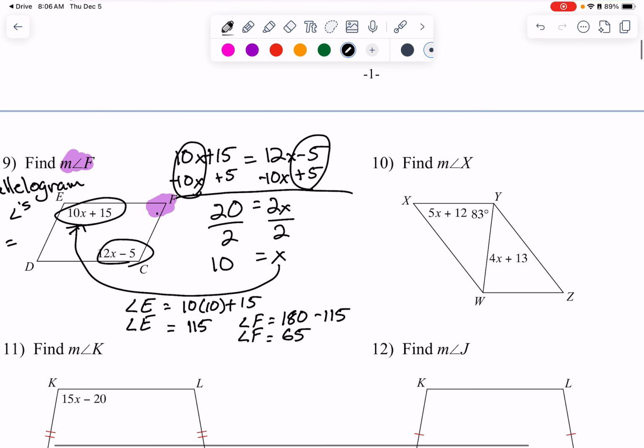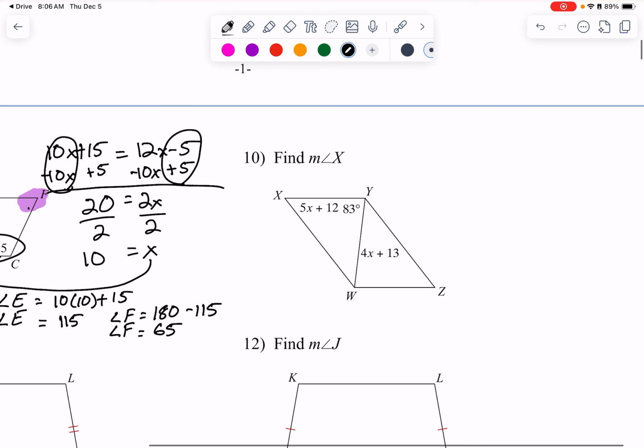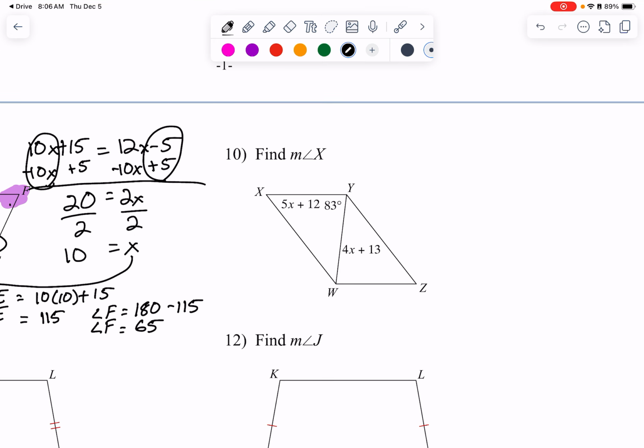All right. Now for number 10, I'm going to set it up, but I'm going to leave it to you to solve and then plug x back in to get the value that you need. So you're trying to find angle x, but we also have to find the value of x before we can do that.